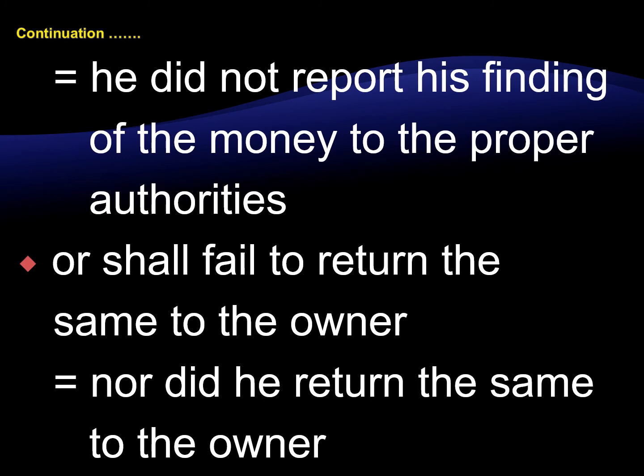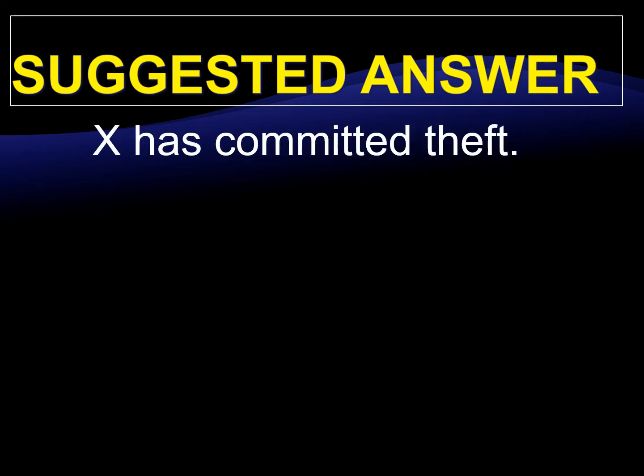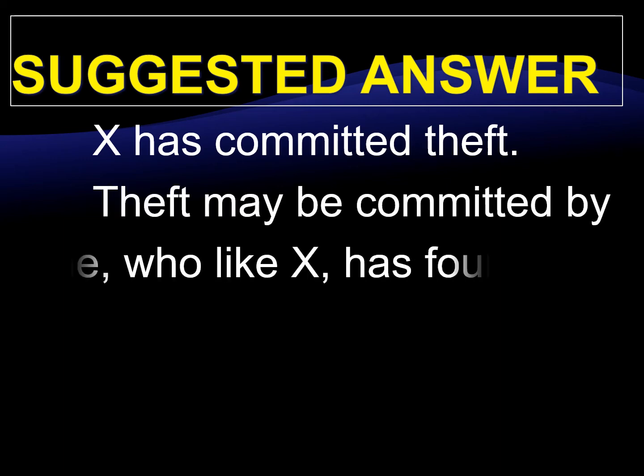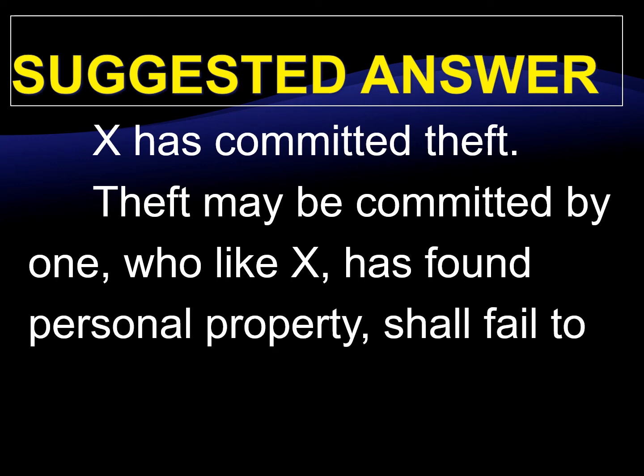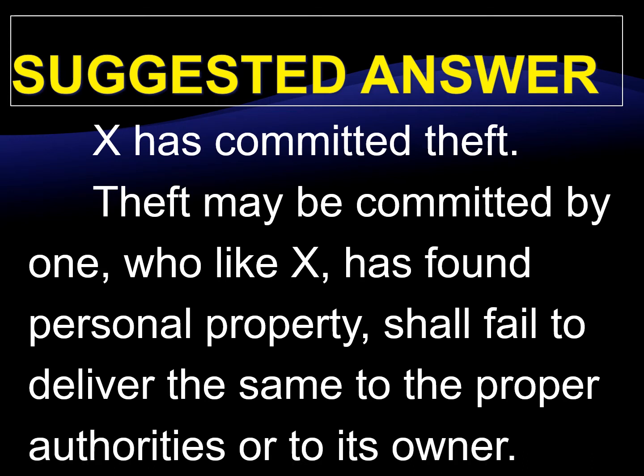So, the answer will be, start with the conclusion and then you immediately interweave. X has committed theft, period. Paragraph. Theft may be committed by one who, like X, so you join together, has found personal property, shall fail to deliver the same to the proper authorities or to its owner, period. Oh, two-sentence answer, perfect answer because of interweaving.